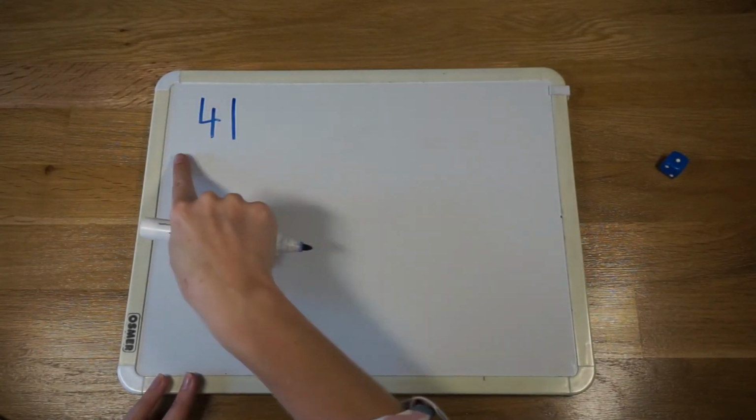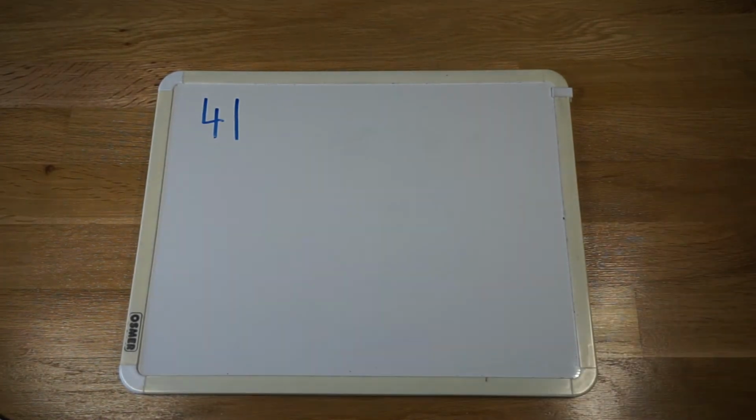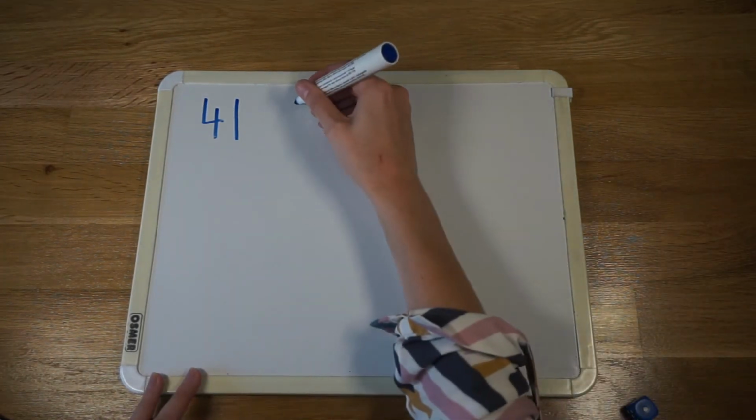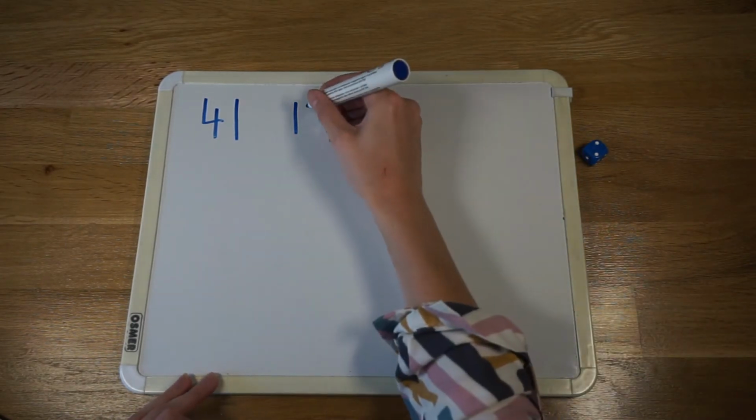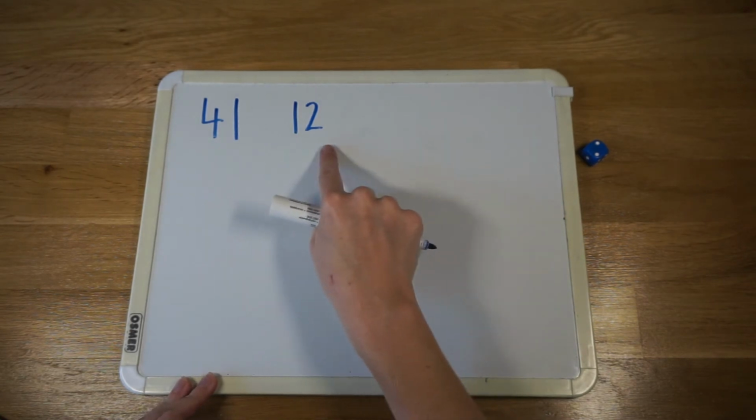So the first digit I rolled was a 4, the second was a 1. Altogether, that number is 41. Now I am rolling another number. The first digit is a 1, the second is a 2. Now I know this is one of those cheeky teens numbers, it is 12.